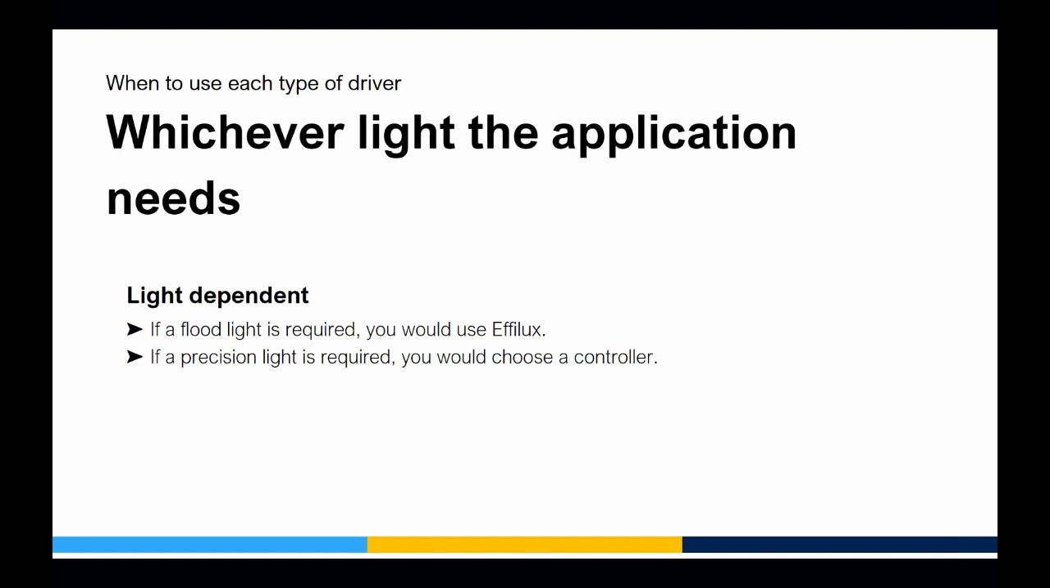But if your application requires a coaxial light, you're not going to try and make a bar light work just so you can have the internal driver. You're going to use a coaxial light and then pick whatever controller you want for that application. So first and foremost, all of it is light driven, and then after that you can make your choices if you can.